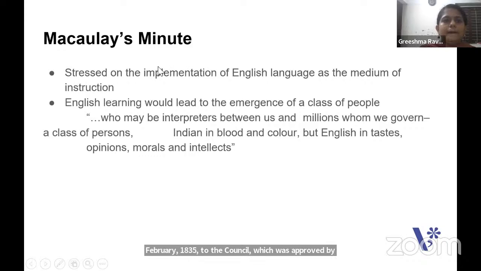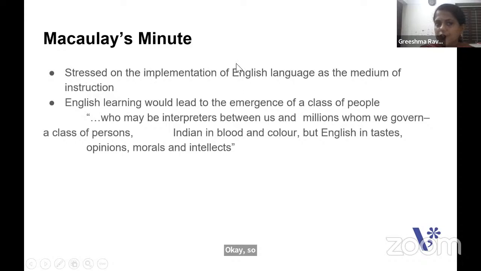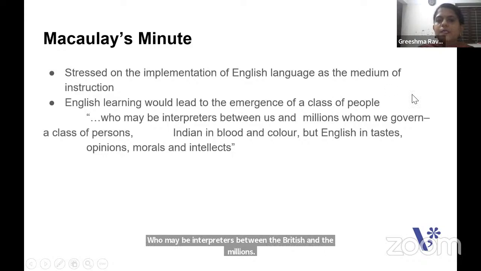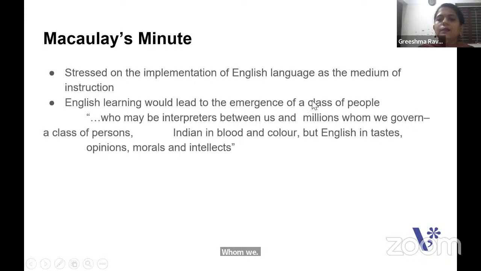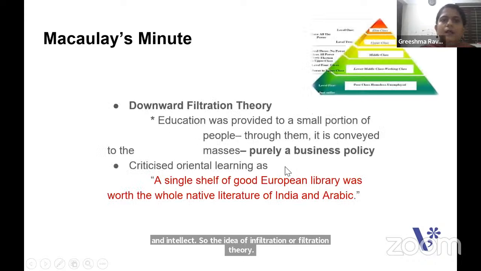Okay, so he stressed on the implementation of English language as a medium of instruction, and English learning would lead to emergence of a class of people, according to him, who may be interpreters between the Britishers and the millions whom we govern, a class of persons Indian in blood and color, but English in taste, opinion, moral, and intellect. So the idea of infiltration or filtration theory is based on Macaulay's minute.